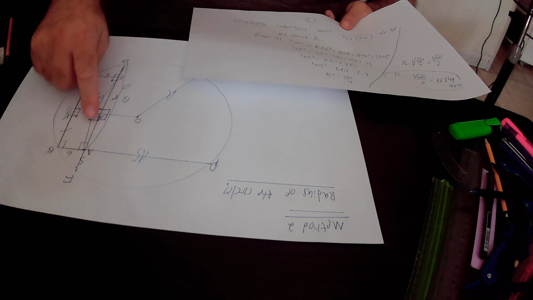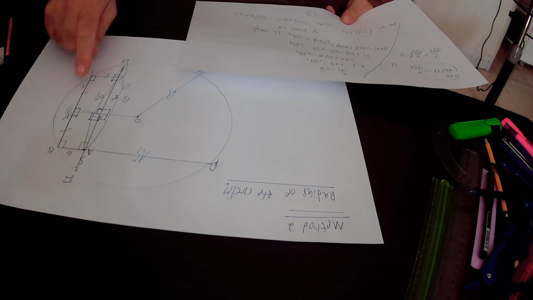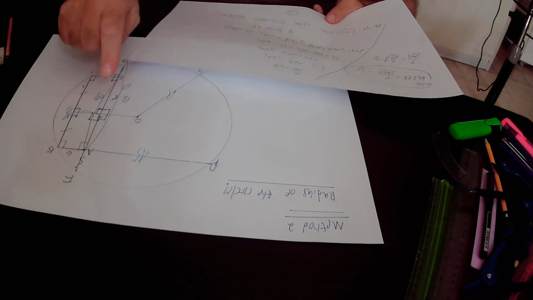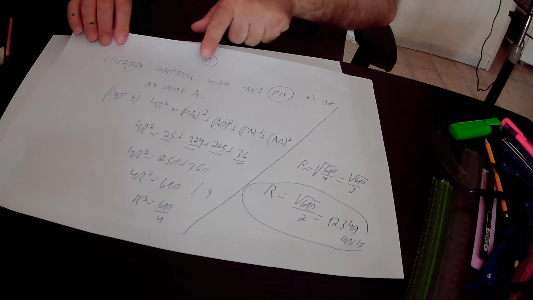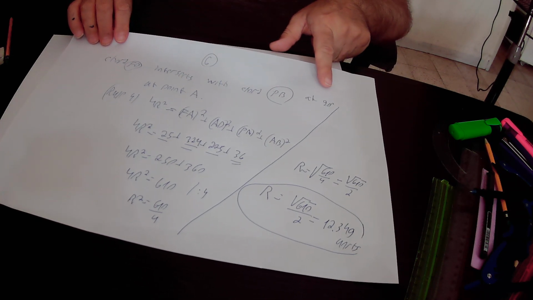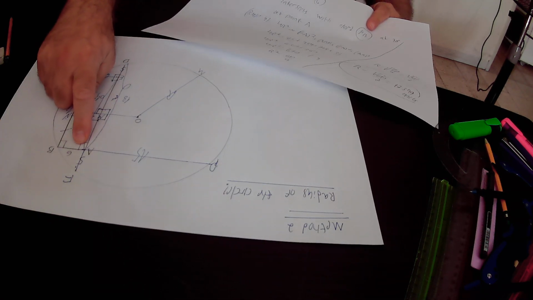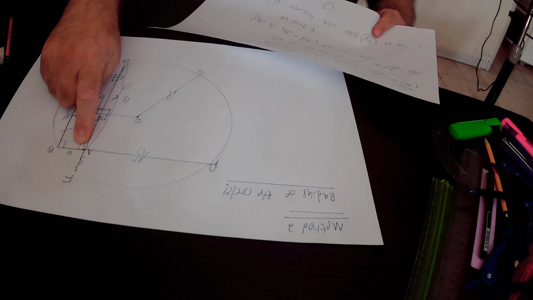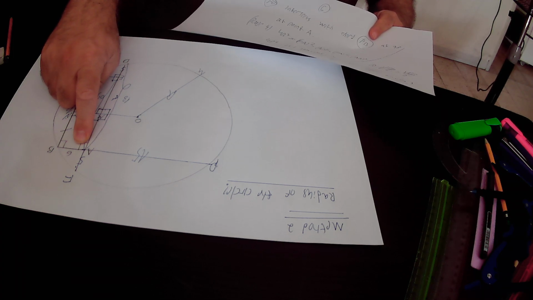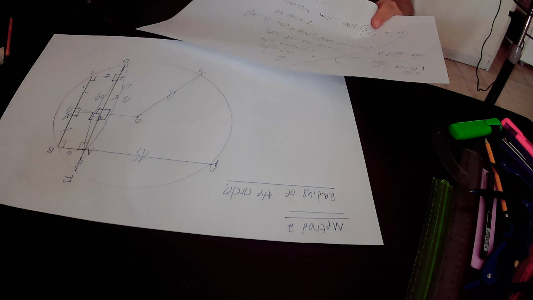Why? Because in our drawing we have chord DF that intersects with chord PB at point A. I'll repeat again, chord DF intersects with chord PB at point A at 90 degrees. Here, this angle equals 90 degrees. That is to say, they create between them 90 degrees at the intersection point. Therefore, we can implement here rule number 4.